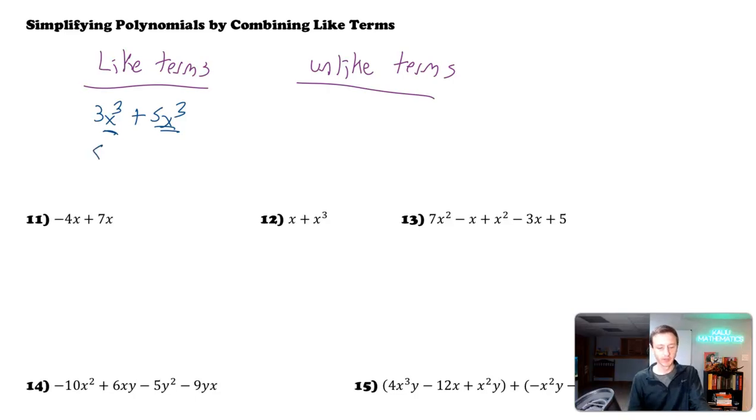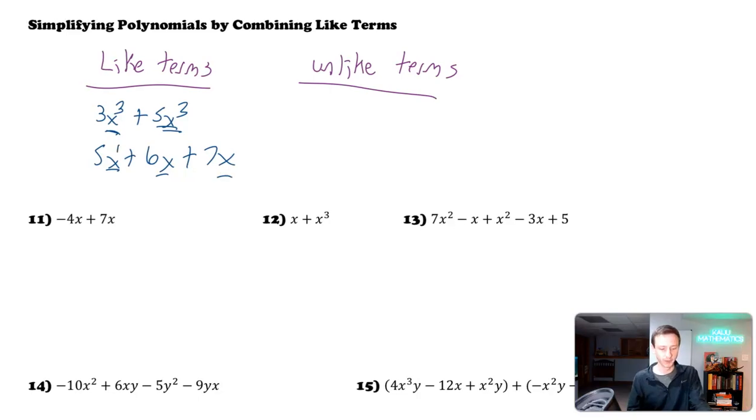Like 5x plus 6x plus 7x. Those are all like terms because they all have x and they all have x to the first. Unlike terms would be exactly what you might imagine, like the example that I gave before, 3x to the third plus 5y to the third, where the variable is different. Even though the exponents are the same, that doesn't make them like terms.